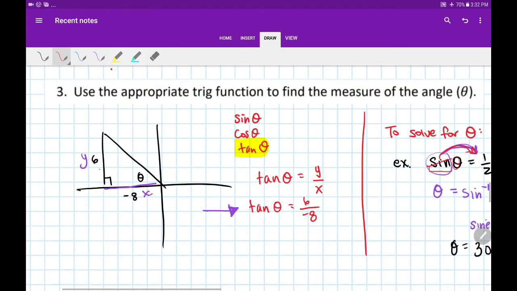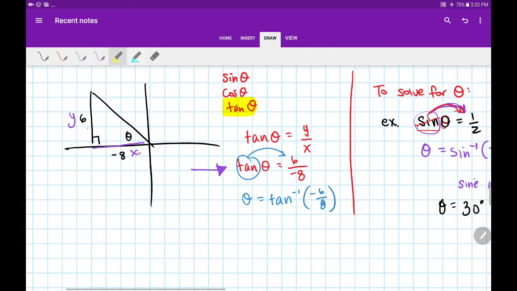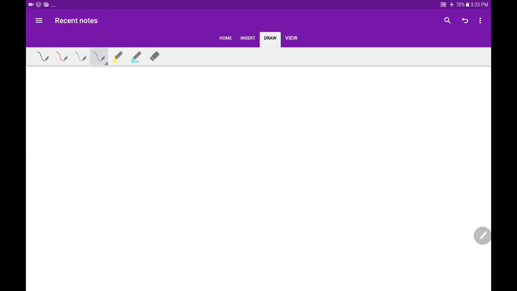So coming back to this example, if I want to get theta by itself, then I need to take tan and move it to the other side. So theta equals tan inverse of -6/8. To use our calculator, we're going to drop the negative. So we're just going to type in theta equals tan inverse of regular old positive 6/8.